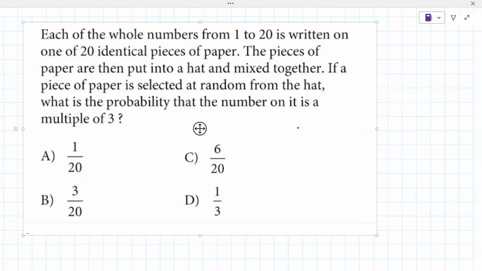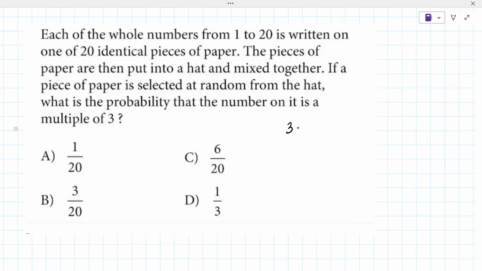All right. Can you tell me the multiples of 3? The multiples of 3, there are 3, 6, 9, 12. Keep going. 15, 18, all right. So 21, you can stop there because we're only going from 1 to 20.